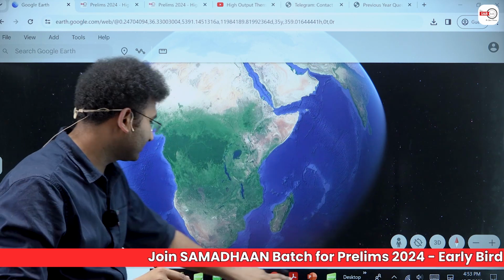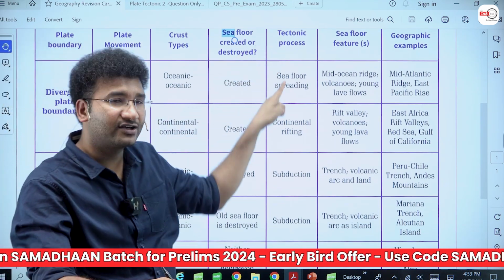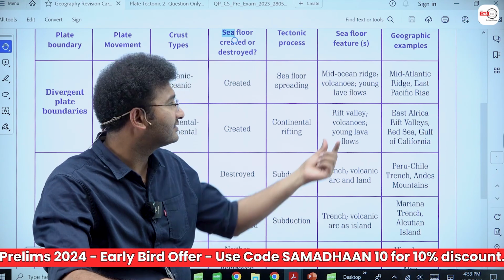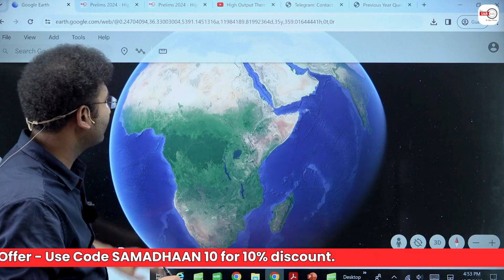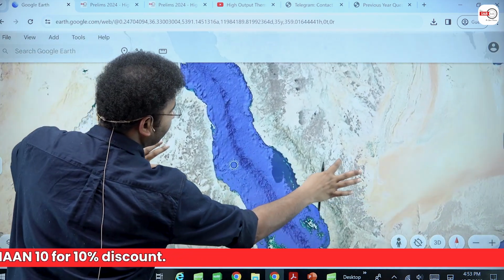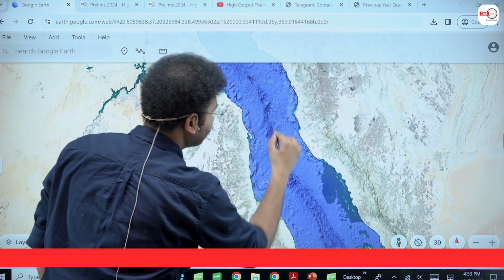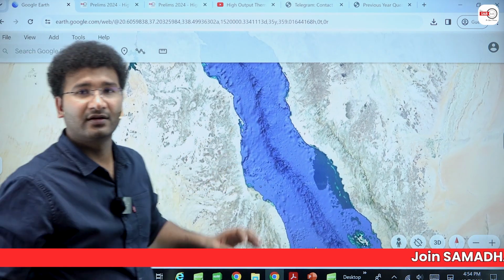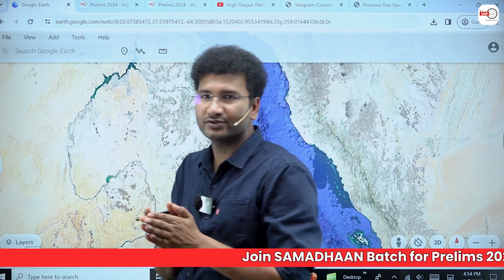So let's go back to the revision card and check again. Yes, here sea floor is created. Likewise, what is the tectonic process happening here? It is continental rifting. African Rift Valley is an example. Now, East African Rift Valley, Red Sea, if you look, I'll show you. You zoom in and see, it is very clearly identifiable that this part of the region has a rift. Can you see it here? This is a rift, and it is quite clearly evident here. So, when you know the examples and the process, it becomes quite easy for you to solve the questions as well.